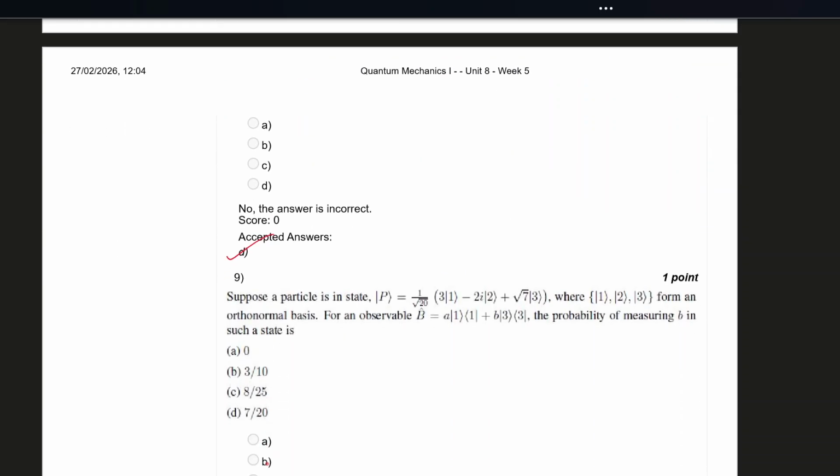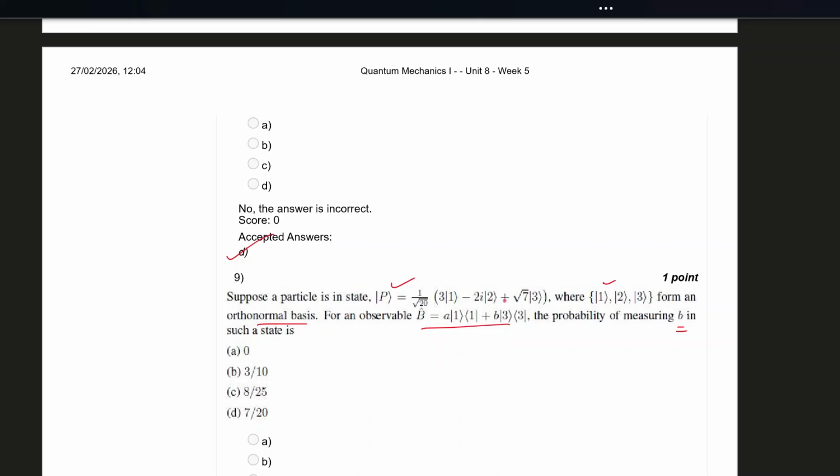Now question number 9 is: suppose a particle is in state psi equal to this, where |1>, |2>, |3> are orthonormal basis vectors. For an observable B equal to a plus b something, what is the probability of measuring B in such a state? So you have a particle in this state where these are the basis vectors, these are orthonormal, that means orthogonal and normalized. The observable is this, then the probability of measuring B in such a state.